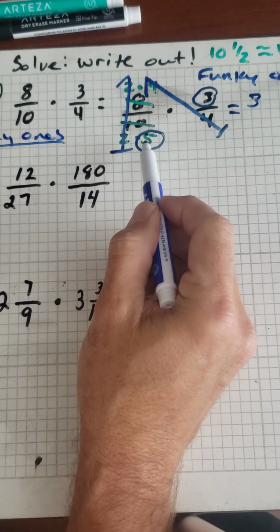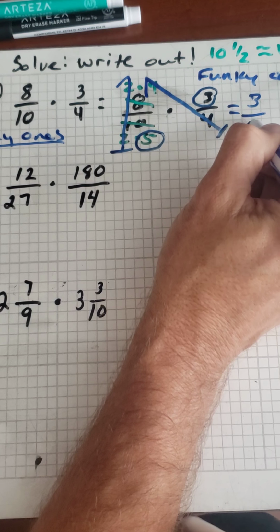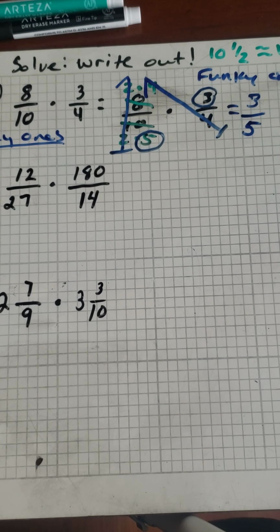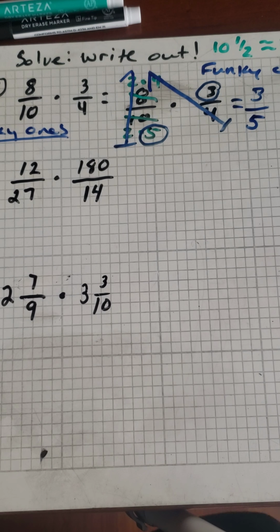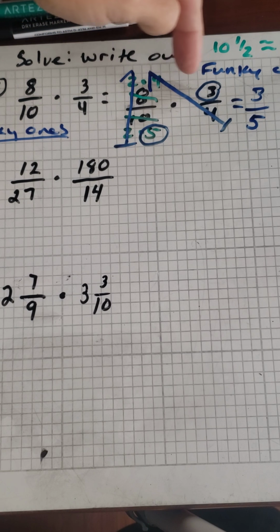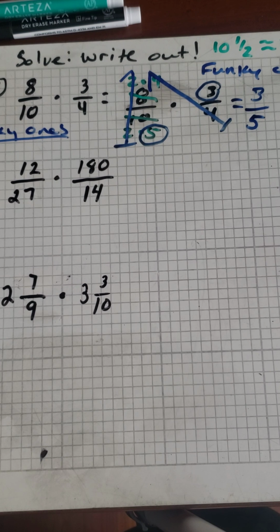And then I have a funky 1 times 5 times a funky 1, which is 5. So my answer is 3/5. All right, so that's the basic process that we're going to do. It doesn't really matter what the fractions look like. We're going to do this before we finish our problem off. We're going to always find our funky ones.